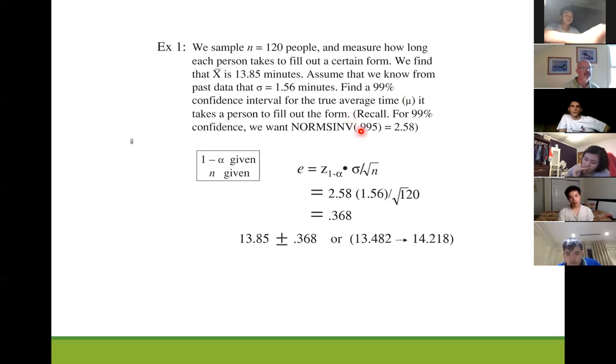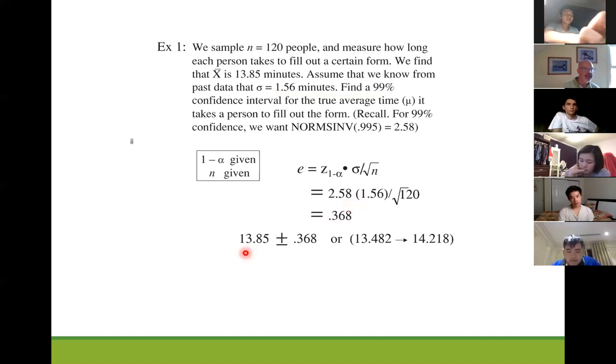So remember, 99%, I just did that, is this value 2.58. So I can basically do substitution. So E is equal to Z 1 minus alpha times sigma over radical N. So 2.58 times 1.56, which is your sigma up here, divided by the square root of 120, which is your N. You get a value of 3.68.